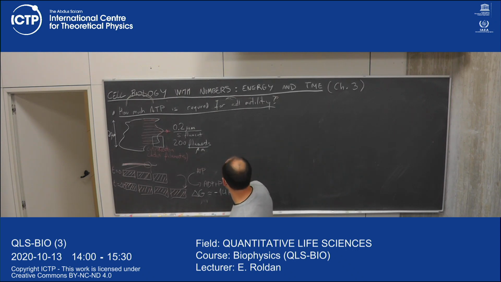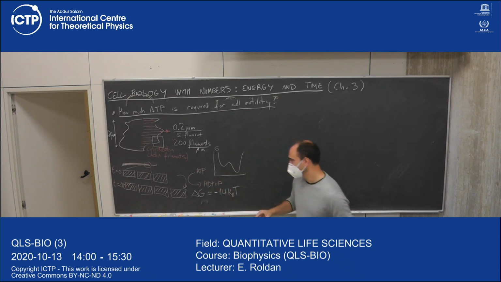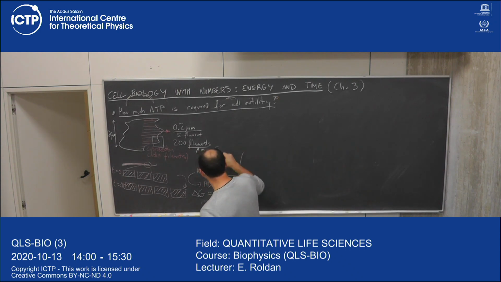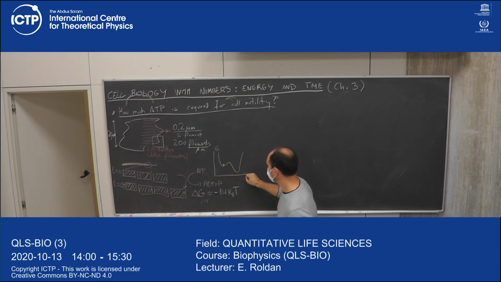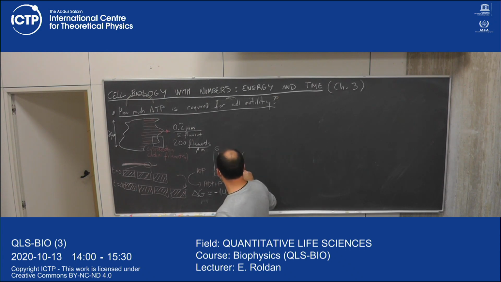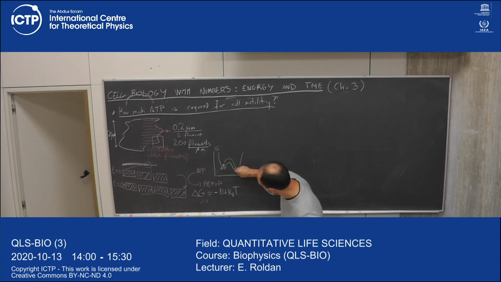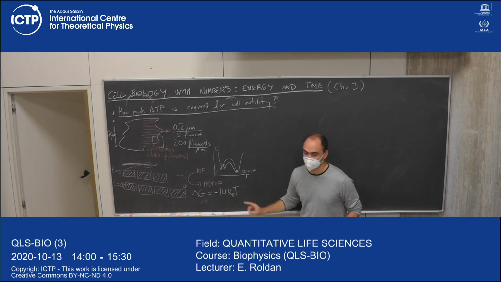So if you draw the free energy, G, versus the chemical reaction, you will have something like this. You can think as a physicist of this as a diffusion process, like a particle in a potential, which is the free energy landscape. This is the reaction coordinate, and then you go from ATP to ADP plus P. The story is that you go from a state of high free energy to a state of lower free energy. That's why this is negative.